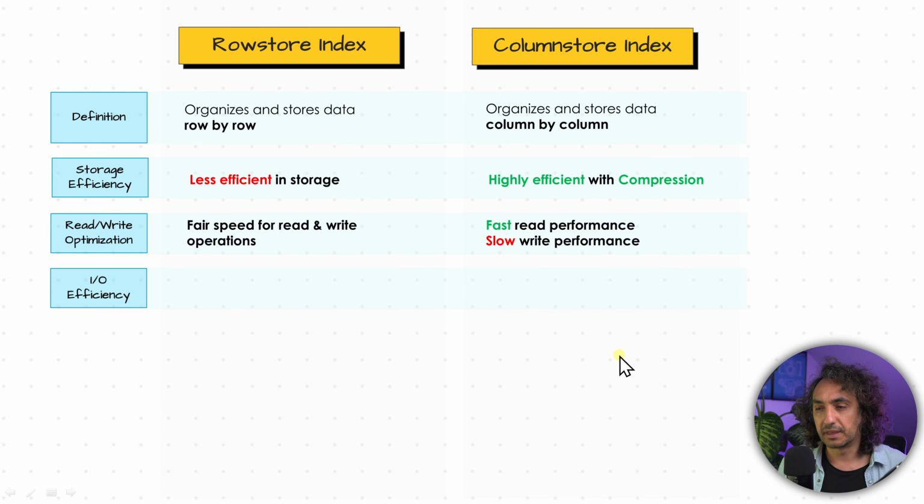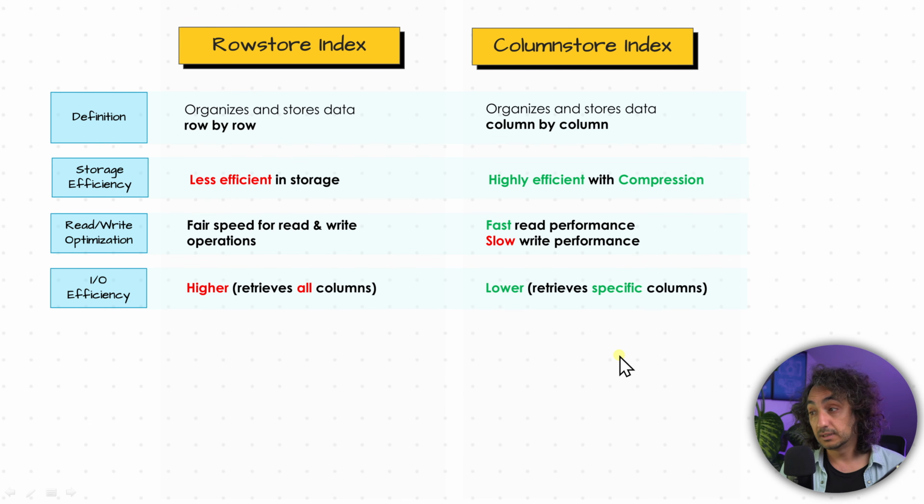Now let's talk about the next point, input and output efficiency. Well, the Rowstore index is not really good because you are retrieving a lot of columns, so a lot of data should be read from the disk storage in order to answer your queries. But on the other hand, for the Columnstore, it is lower, because it targets exactly the data and columns that are needed for the query. So generally less data is read from the disk storage, and of course, that's why we are getting fast read performance.